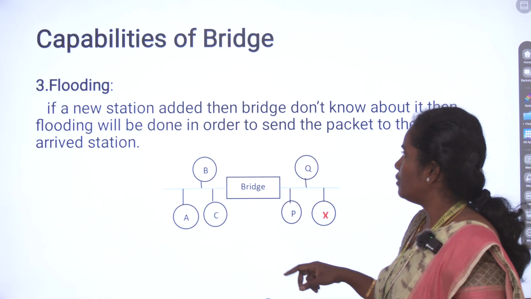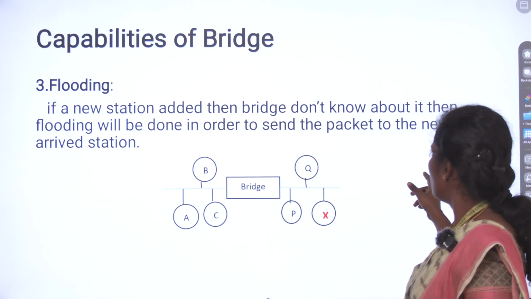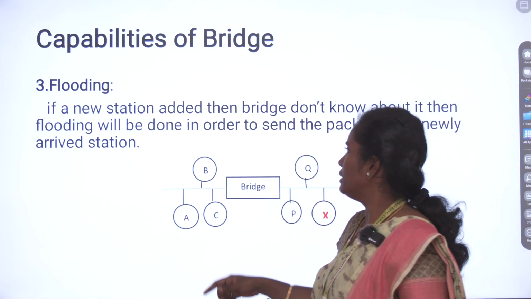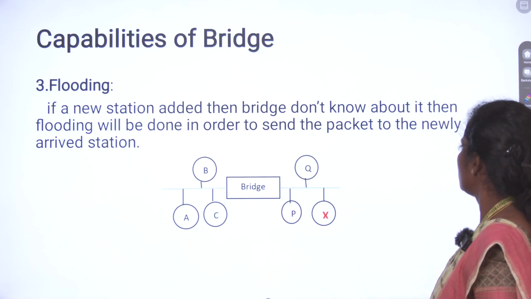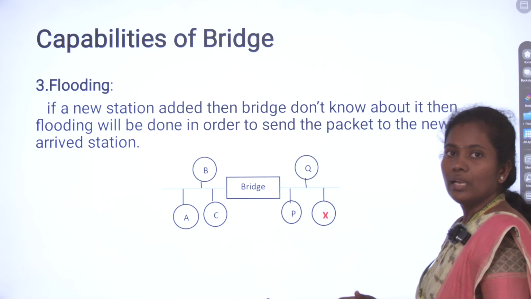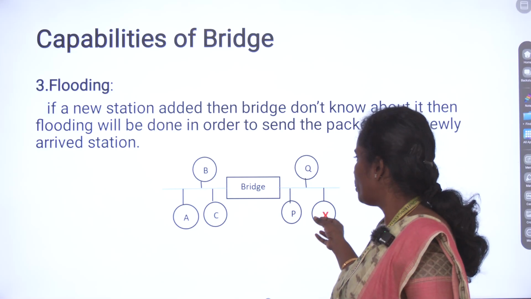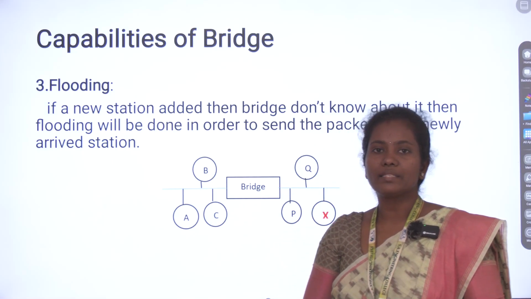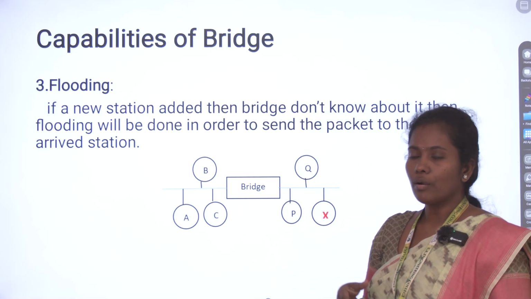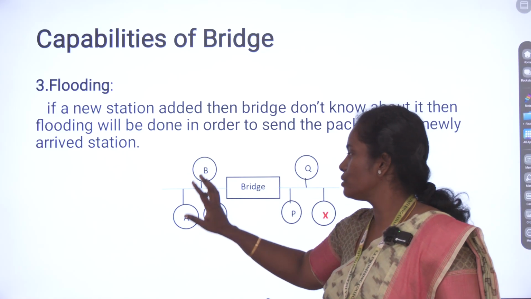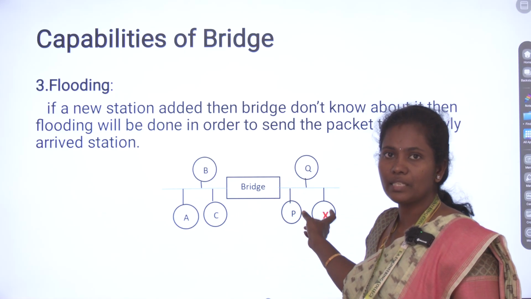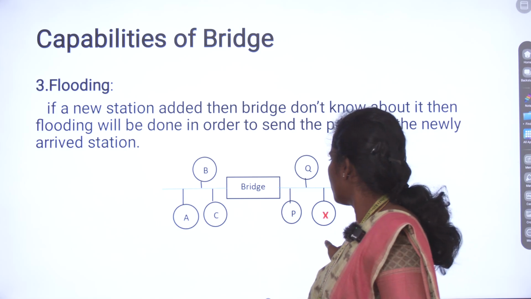Next, flooding. If a new station is added and the bridge doesn't know about it, then flooding will be done in order to send the packets to the newly arrived station. If a new station is added, the bridge will not exactly know where it is. In order to avoid that, the flooding concept is used here. The flood will send the packets to the newly added stations.